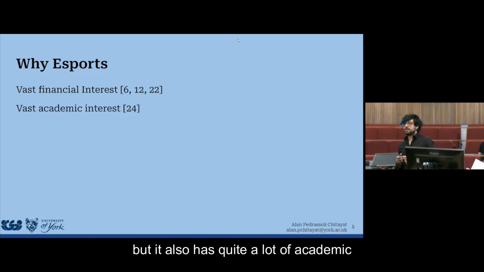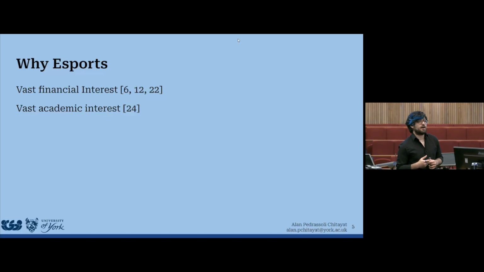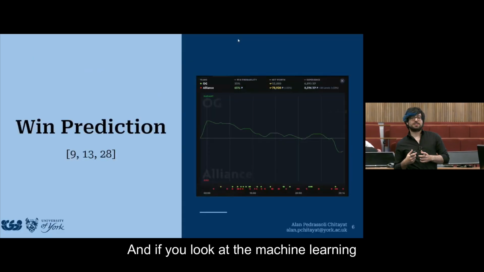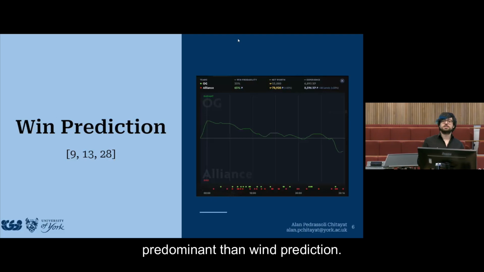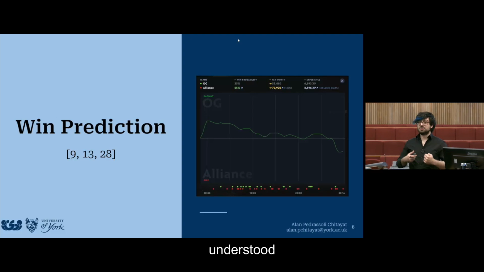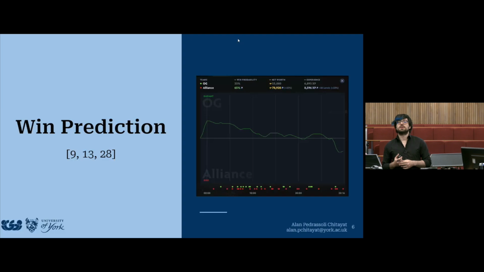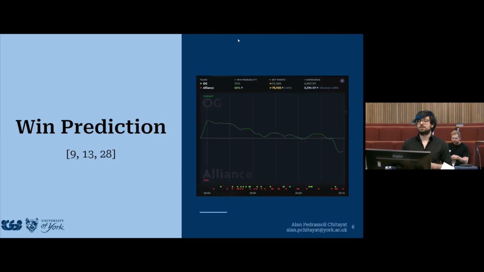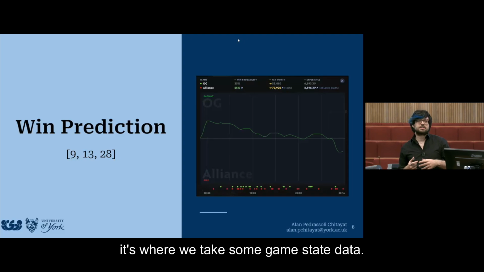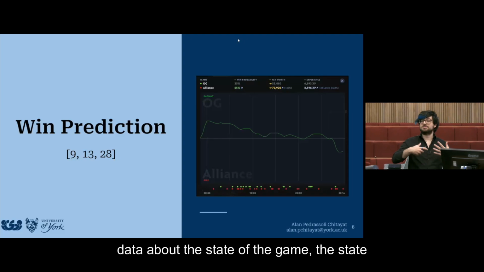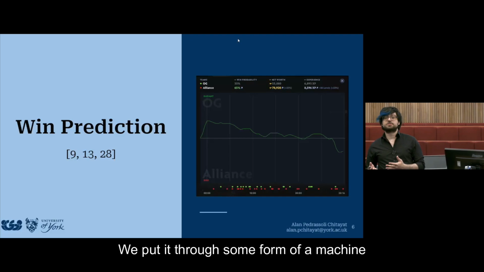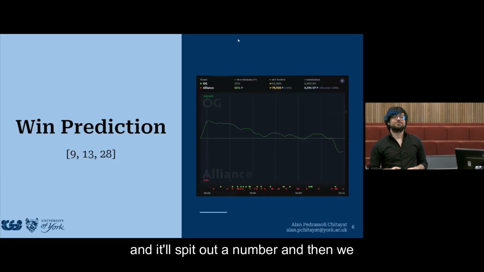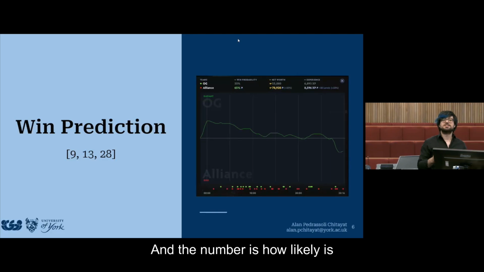But it also has quite a lot of academic interest, which is really the thing that I care about. In particular, I want to draw your attention to the machine learning literature, which is my area. If you look at the machine learning literature, no other topic is more predominant than win prediction. It's a really well studied, really well understood and polished topic of research. When I say win prediction in terms of esports, it's where we take some game state data, so data about the state the game is in. We put it through some form of a machine learning model. It will go through this sort of black box magic, and it will spit out a number. And then we present this number, and the number is how likely Team 1 is to win.